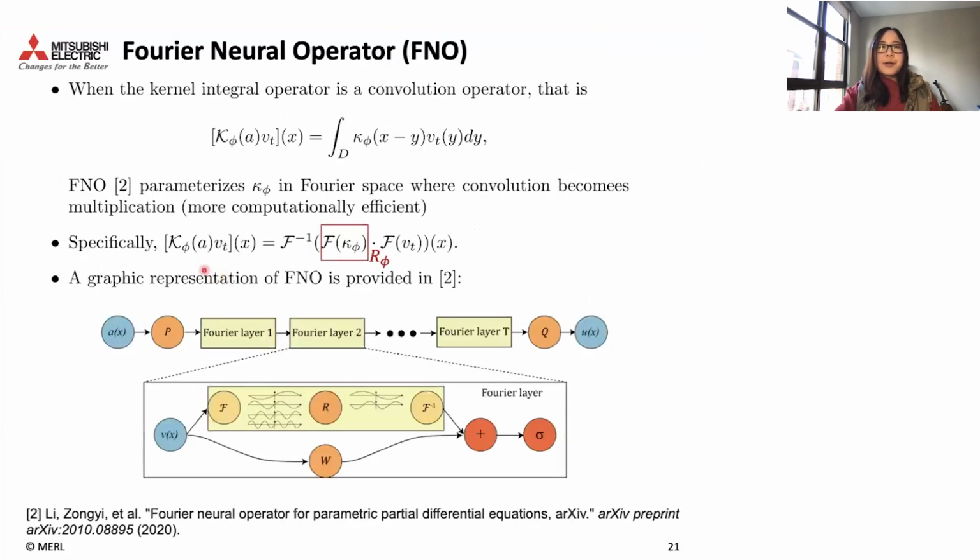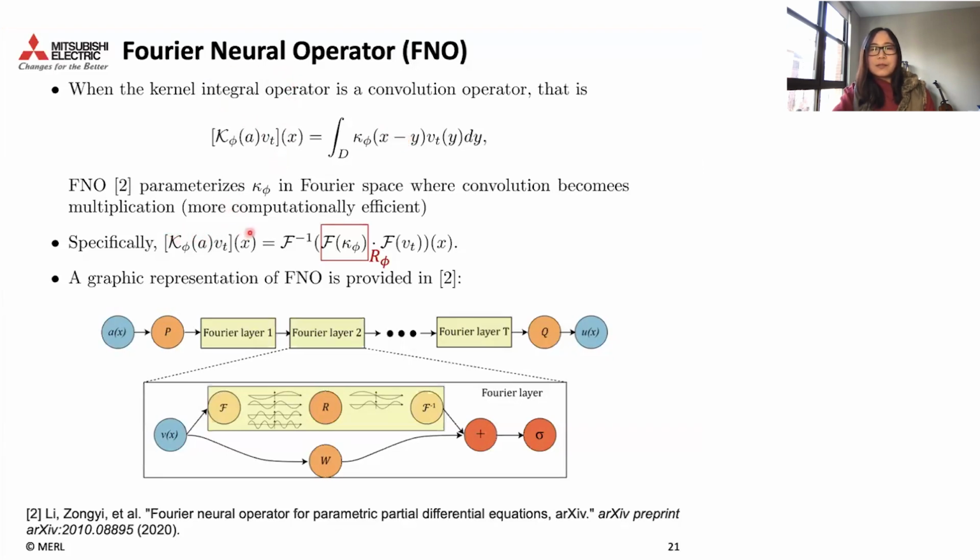And then the Fourier neural operator is considering a specific case where the kernel integral operator is a convolution operator, meaning that this function of x, y only depends on the difference between x and y. So this becomes a convolution. And as we mentioned earlier, this convolution can be computed in the Fourier space. And this is exactly what the Fourier neural operator is doing.